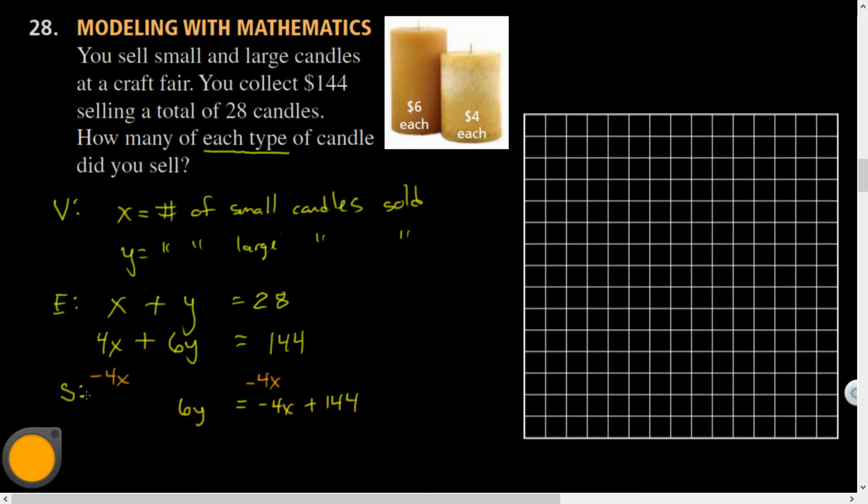Now what could I do to get y by itself? Mis amigos? Y is being multiplied by 6. What's the inverse operation? Yeah, divide by 6. And everybody gets divided by 6. Everybody. y equals negative 4 over 6, that reduces to negative 2/3 x. So there's my slope. And 144 divided by 6, what's that going to be? Is that 24? Yeah. All right, so there's one equation.